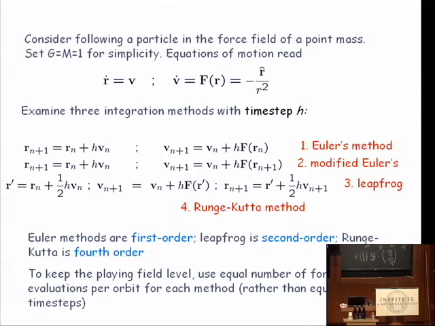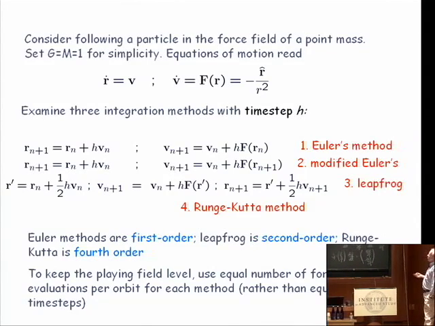The second is just as simple. It's a modified Euler's. The only difference from ordinary Euler's is that when you advance the velocity, instead of using the force at the old position, you use the force at the new position. The third example is Leapfrog, in which you first take a step like this from Euler's method, except you only advance for half a time step. Then you advance the velocity using this position, and then you advance the position again by half a step.